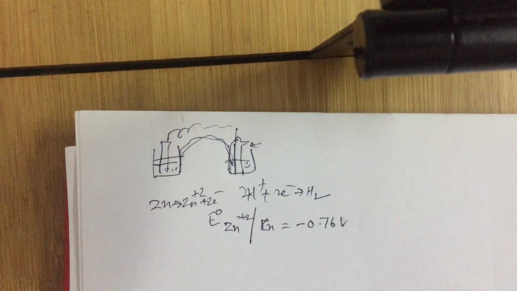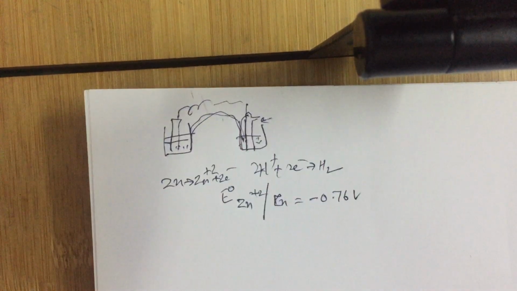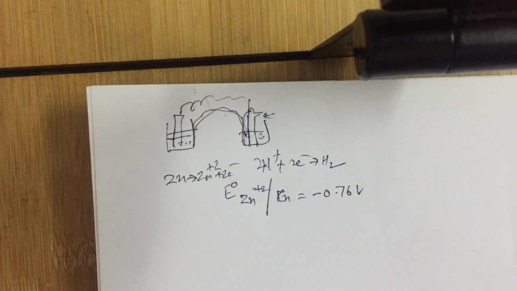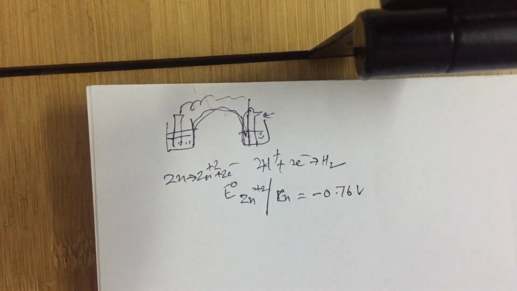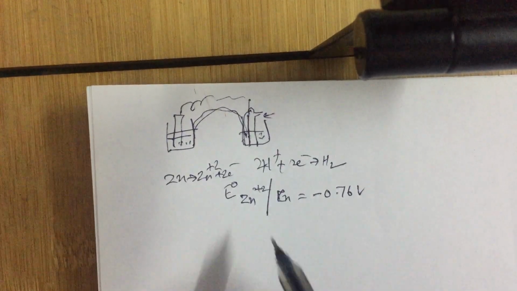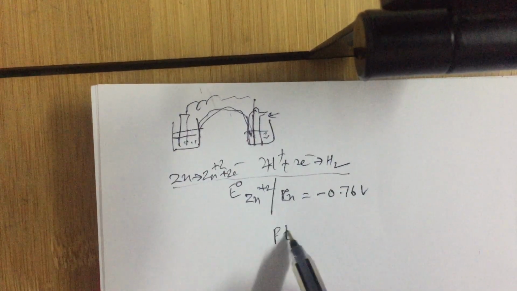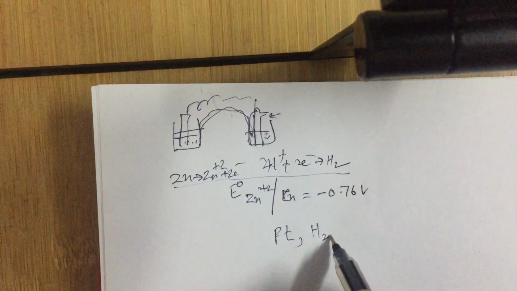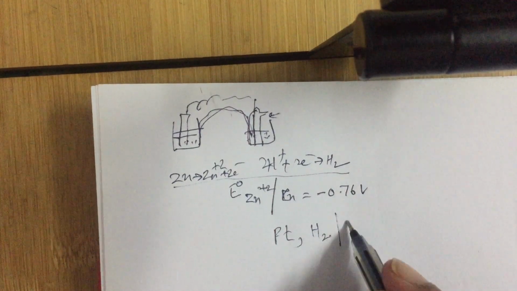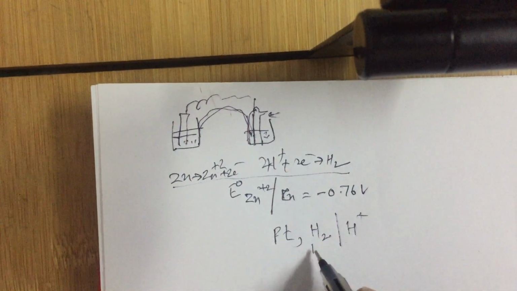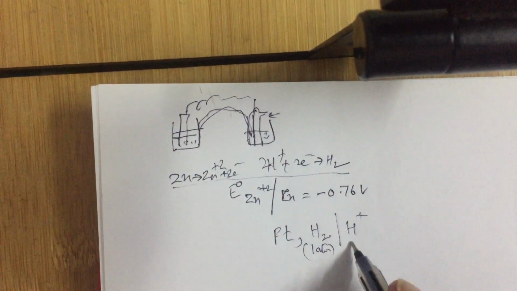So all these fellows which have negative potential have a tendency to lose electrons to the hydrogen electrode, and those which have positive potential have a tendency to gain electrons from the hydrogen electrode. The hydrogen electrode is represented as Pt, H2 slash H plus. Here it is 1 atmosphere, here it is 1 molar.